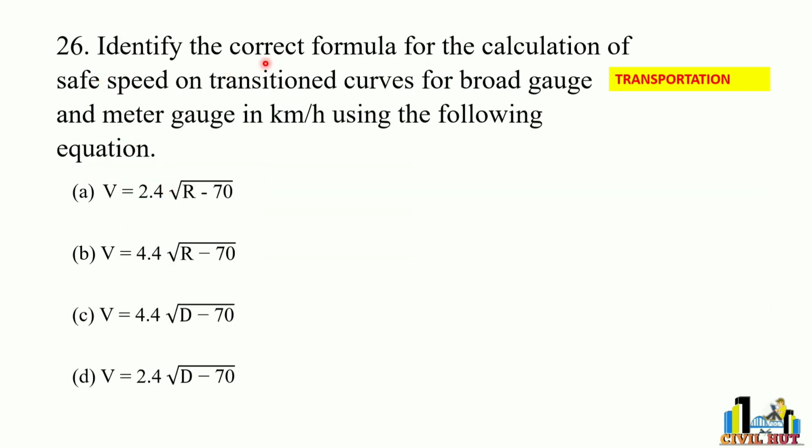Next question is to identify the correct formula for the calculation of safe speed on transition curves for broad gauge and meter gauge in km per hour using the following equation. A. V equal to 2.4 into root r minus 70, B. V equal to 4.4 into root r minus 70, C. V equal to 4.4 into root d minus 70, D. V equal to 2.4 into root d minus 70. We can take radius in the formula. The answer is B. This is the standard formula, V equal to 4.4 into root r minus 70.